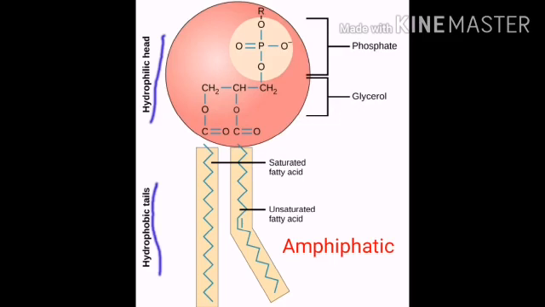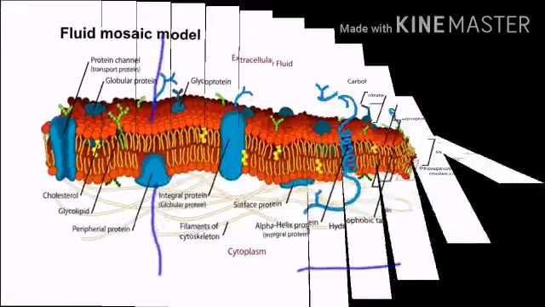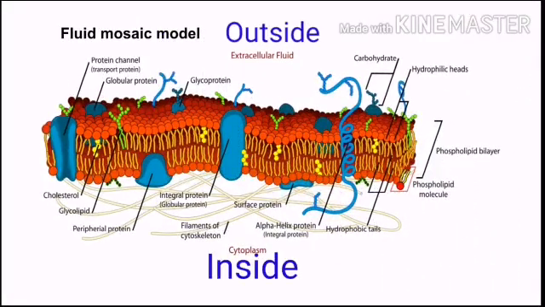So phospholipids are amphipathic, which means that they have both a hydrophilic end, a part that is attracted to water, and a hydrophobic end, a part that is not attracted to water. And hopefully that starts to explain why they organize themselves in this way.